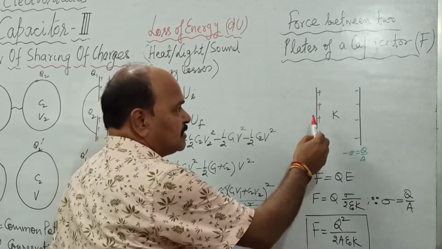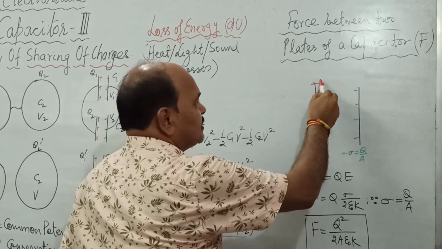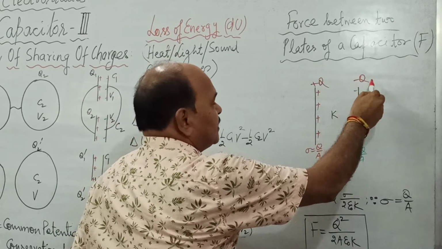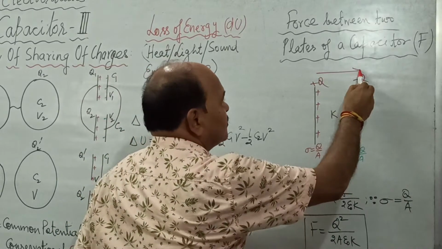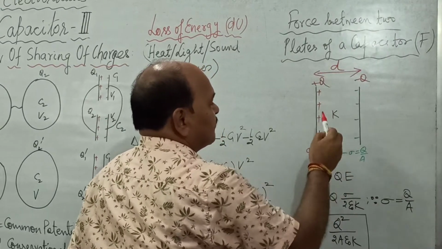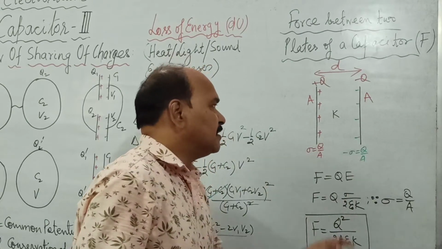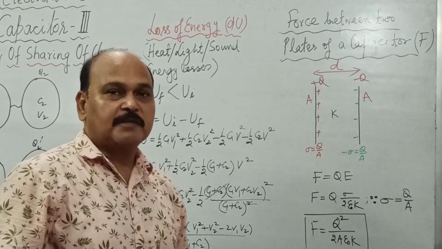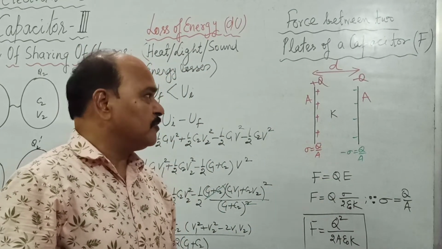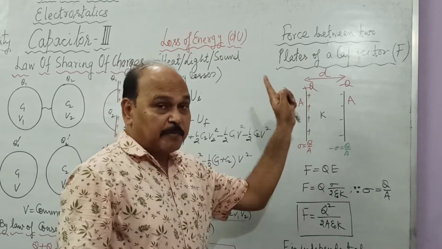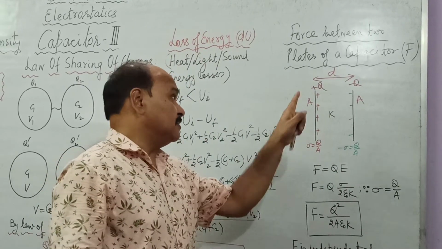This plate has charge plus Q, this plate has charge minus Q, and the separation between the plates is small d. A is the surface area of the plates. And the space in between the two plates has dielectric constant K. So what is the force between these two charges? Remember, these are not point charges.